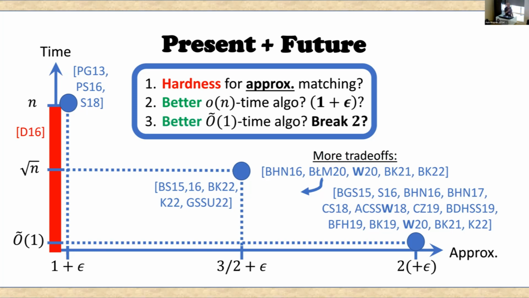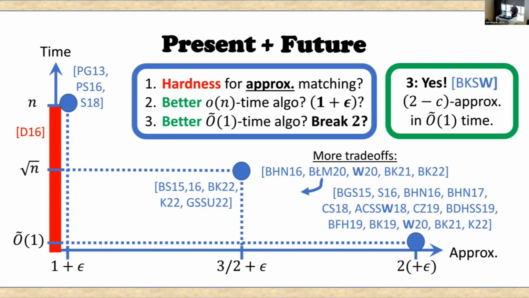And finally, closer to the x-axis, what's the best constant or polylog approximation ratio we could get? In particular, can we break 2? We're already in double digits for 2 or 2 plus epsilon approximation. Can we finally move even a smidge to the left? And I won't keep you in suspense. The answer is yes. As Sayan announced yesterday, together with Sayan, Peter, and Thachapol, we have a 2 minus constant approximate dynamic matching algorithm in polylog update time.